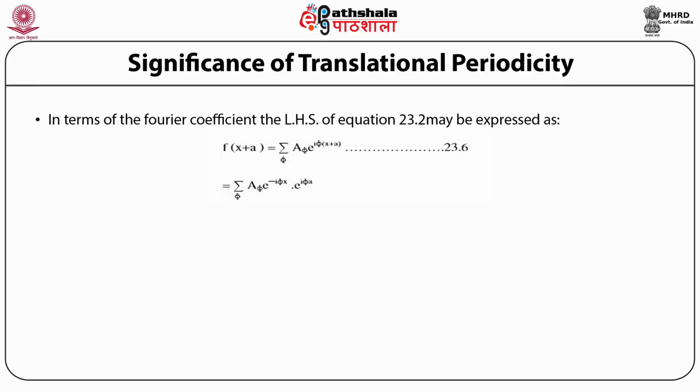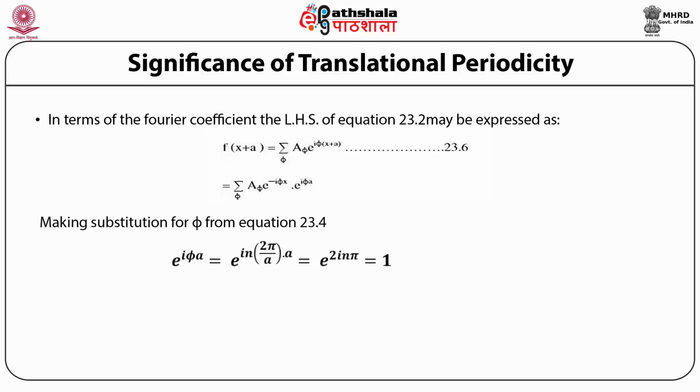f(x plus a) is equal to summation over phi of capital A subscript phi exponential of i phi (x plus a), given as equation 23.6, which will be equal to summation over phi capital A subscript phi exponential of minus i phi x into exponential of i phi a. Making substitution for phi from equation 23.4 gives us exponential of i phi a is equal to exponential of i n into 2 pi by a into a, which is equal to exponential of twice i n pi, which is equal to 1.